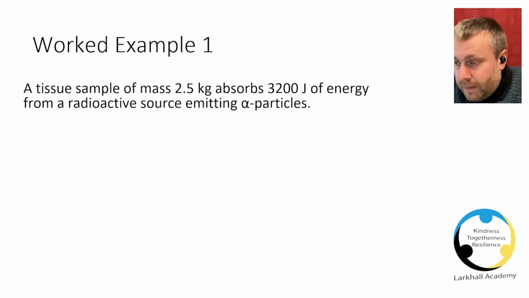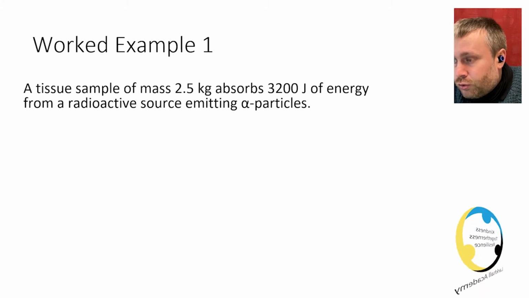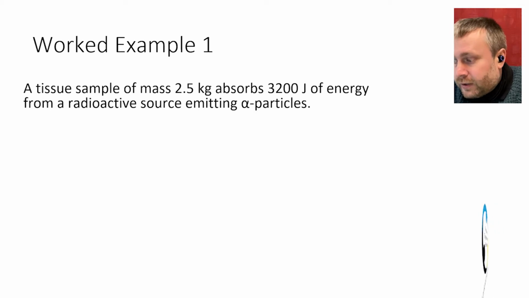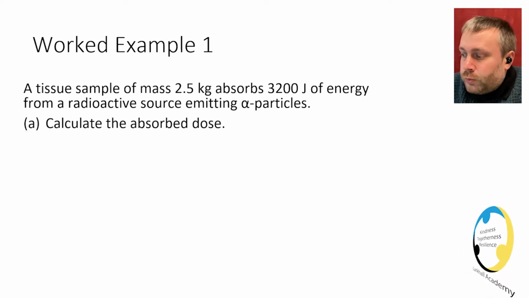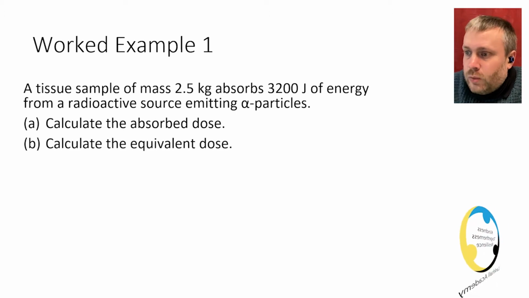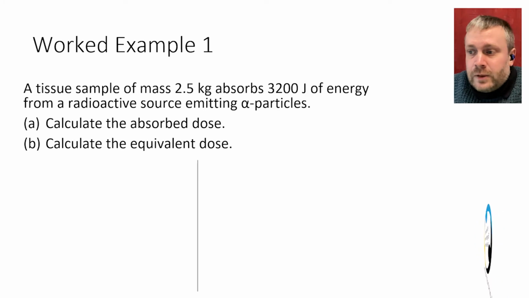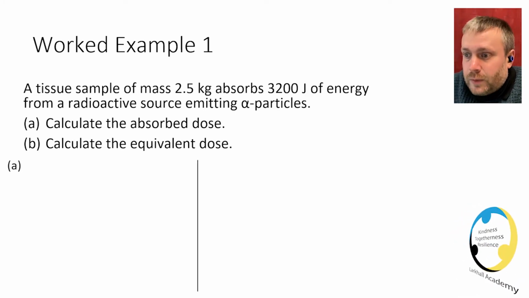So, first worked example for today. A tissue sample of mass 2.5 kilograms absorbs 3,200 joules of energy from a radioactive source emitting alpha particles. So A, we're going to calculate the absorbed dose, and then B, we're going to calculate the equivalent dose. So the first thing we'll do is I'm just going to split this page in two, and on the first side here we're going to attempt part A.